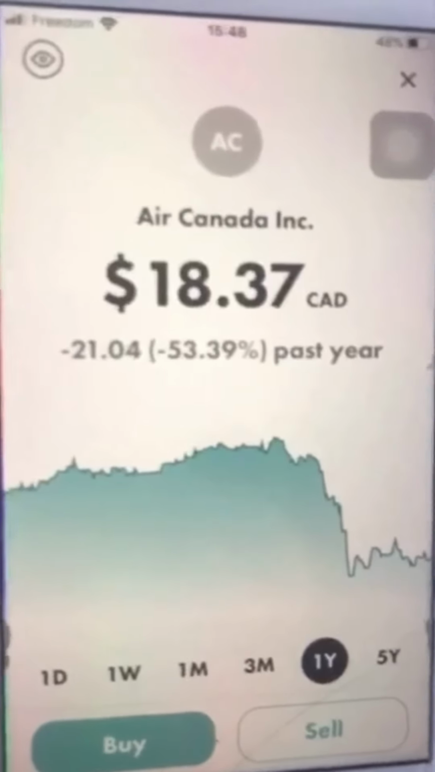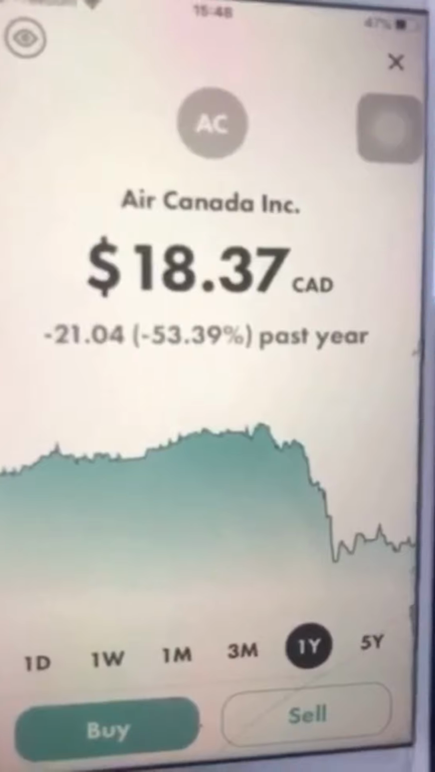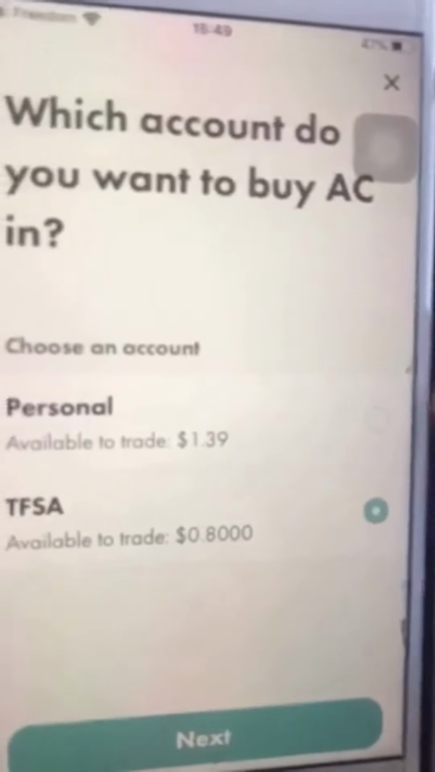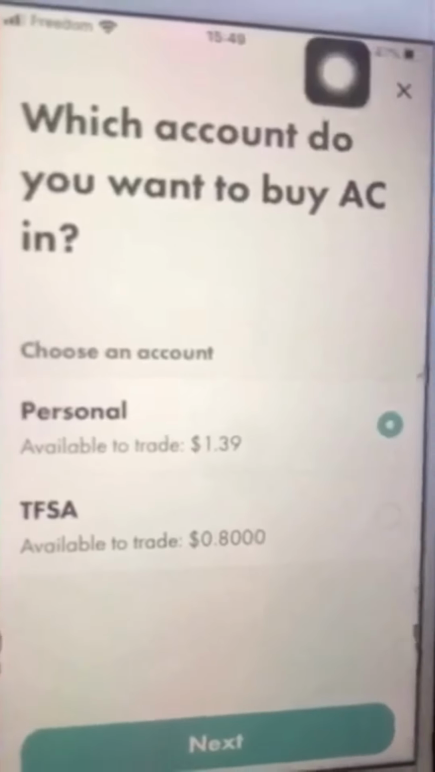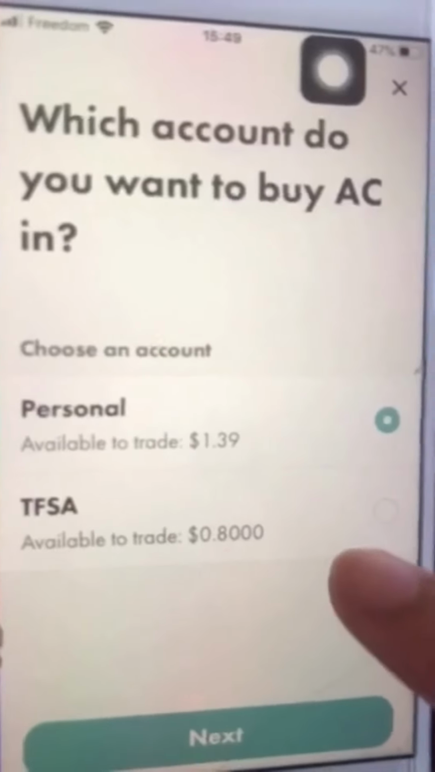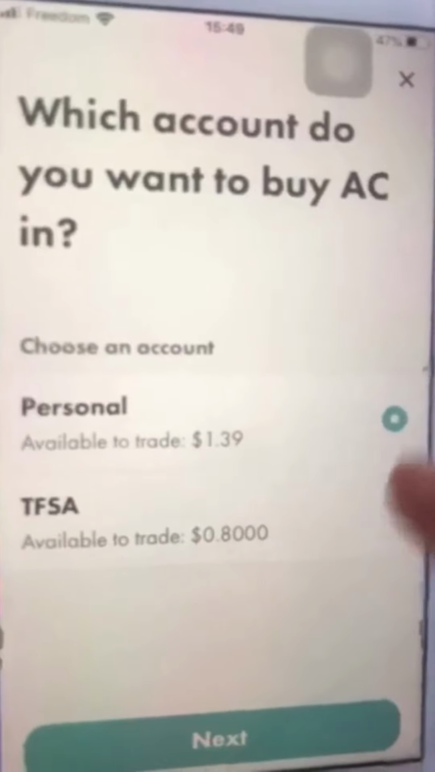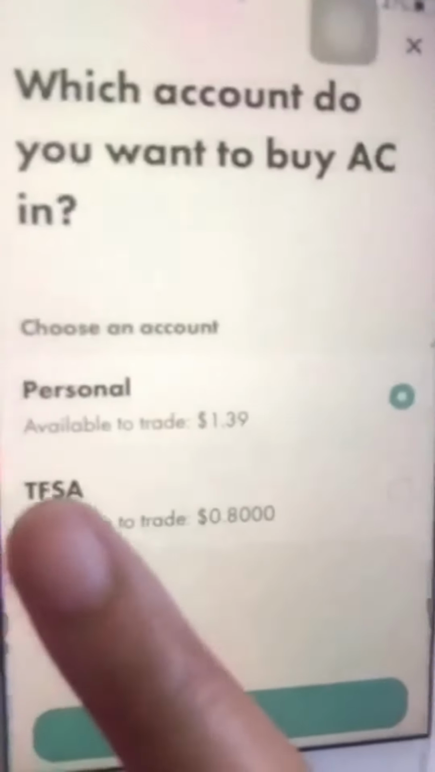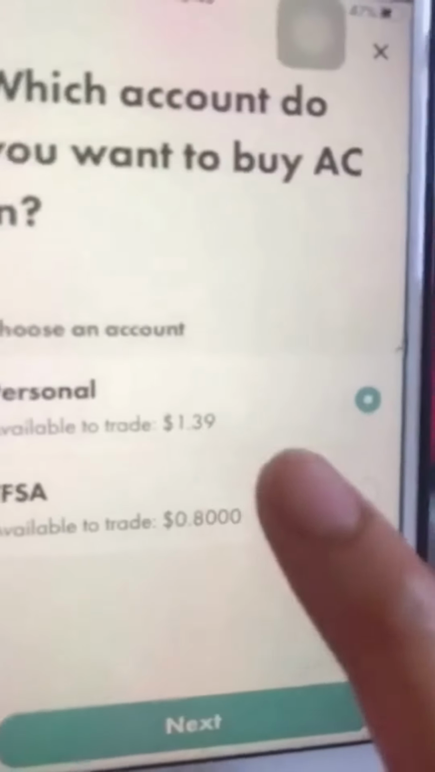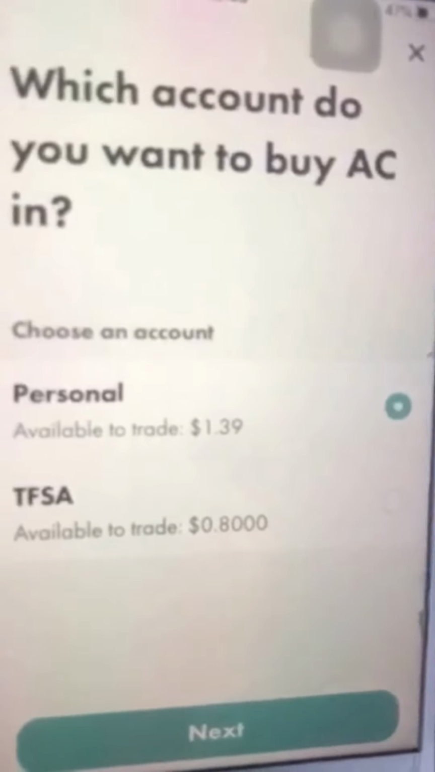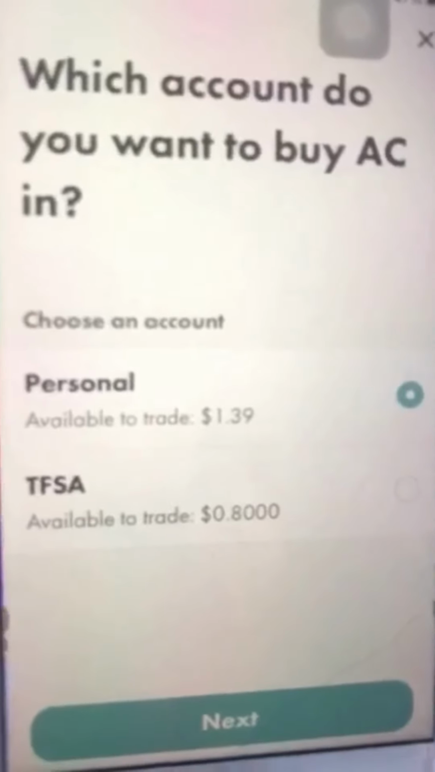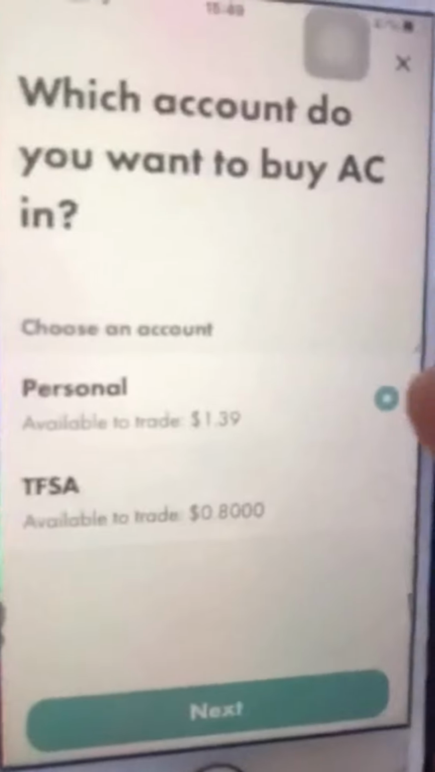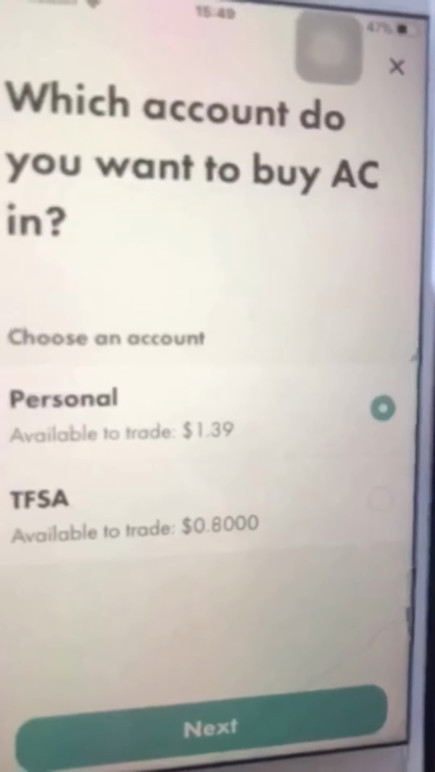So if you determine that Air Canada is a good buy, then you would just press buy right there. You click on which account you want to buy this stock, whether it be your personal or TFSA. If you're personal, then click personal. So it's showing here how much I have available to trade. It's only $1.39 because I have all my money invested in other stocks. But if you have more, then you can afford to buy Air Canada. So you just click the account where you want to buy it from.